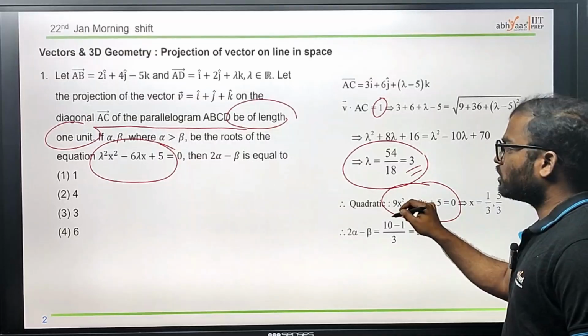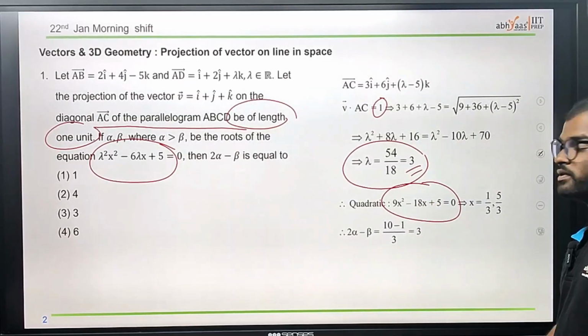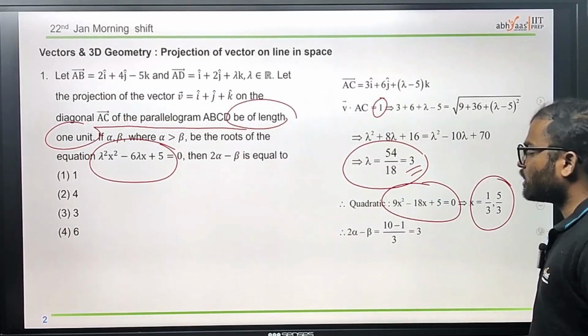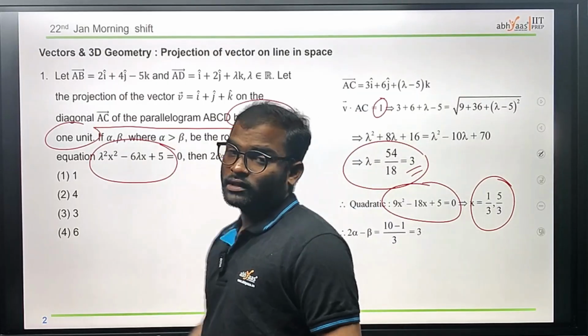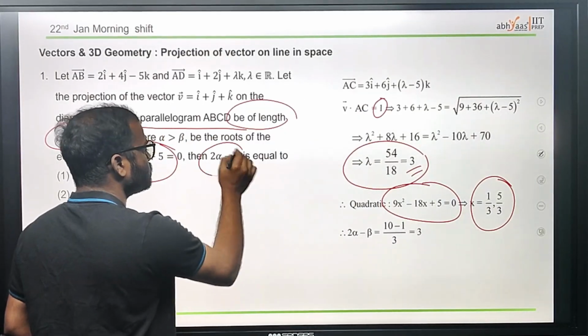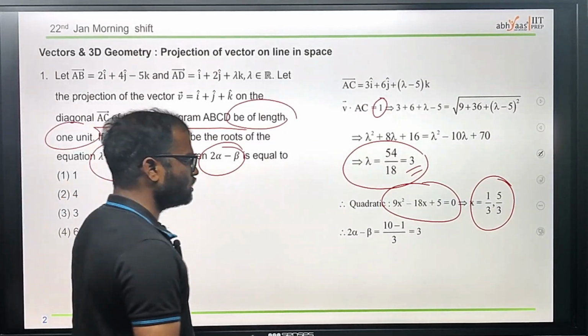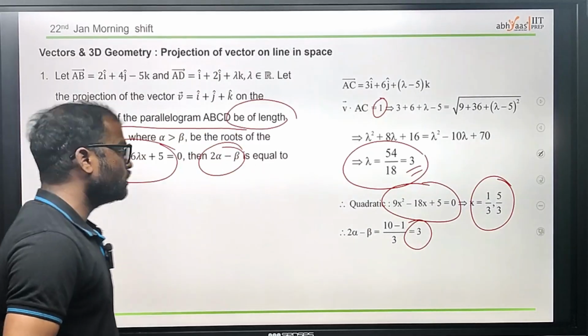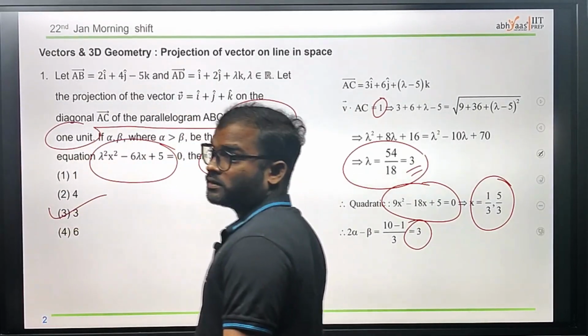We get 9x square minus 18x plus 5, and we got the roots as 1 by 3 and 5 by 3. Now we have alpha and beta, so we just substitute those values in 2 alpha minus beta, and we get 3 as the answer. That's how we got option 3 as the right answer.